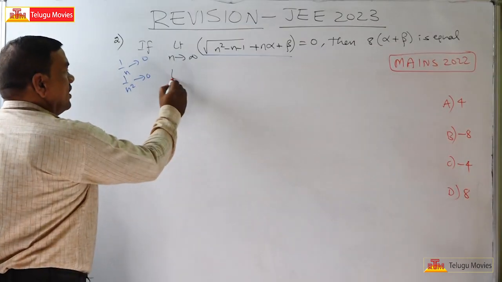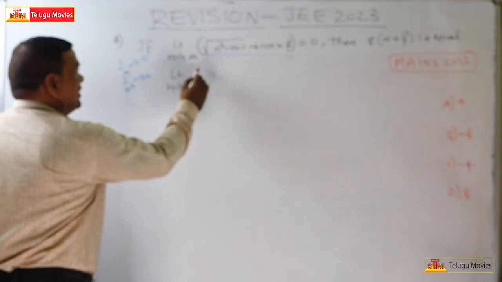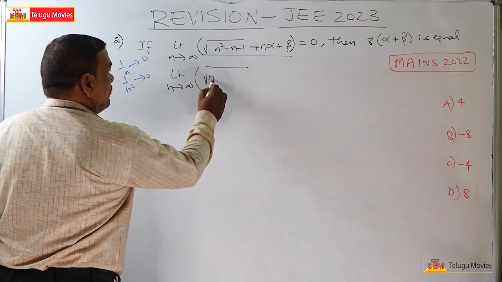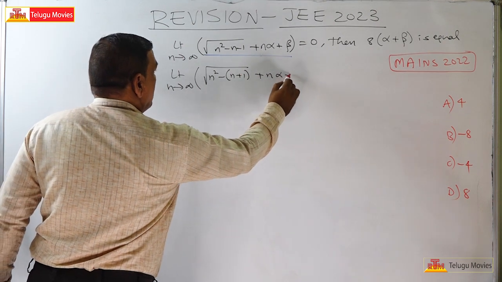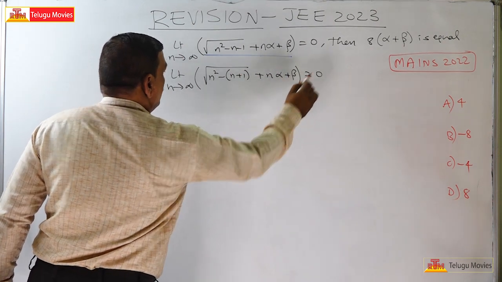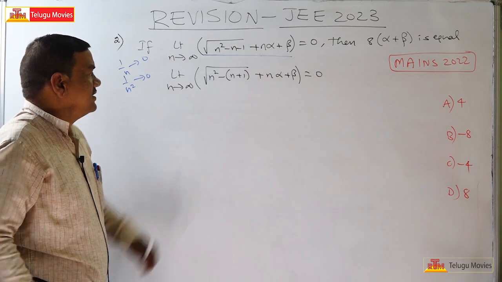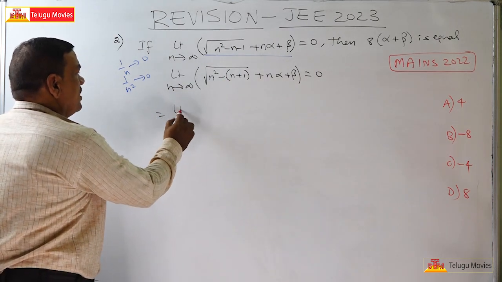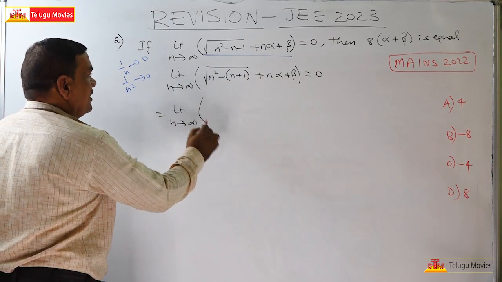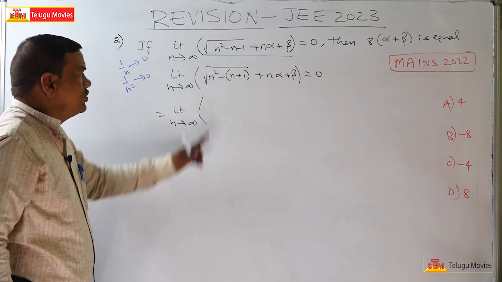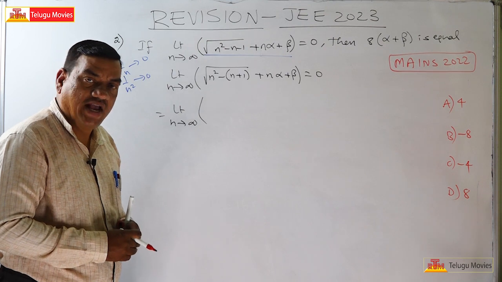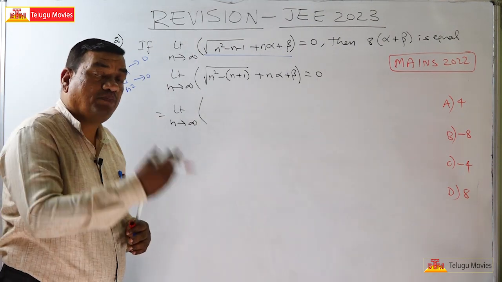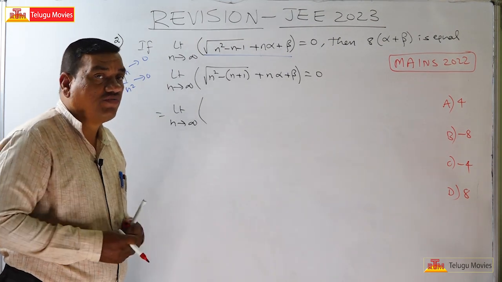Now here limit n tends to infinity, square root of n square minus n plus 1, plus n alpha plus beta is equal to 0. So here I have taken minus. So this is a limit n tends to infinity. Take n square common outside. So therefore root of n square, actually you have to write modulus of n, but as n tends to plus infinity, therefore modulus of n is equal to n.